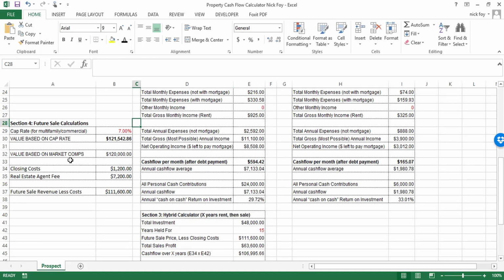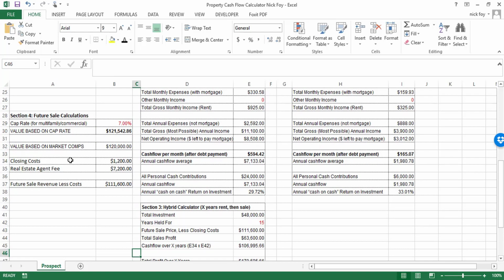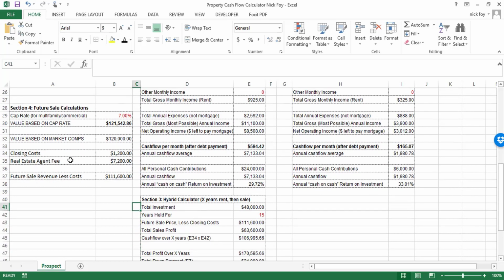All right, Section 4 and Section 3, these go together. So this is going to help you figure out what the future value of your property could be and what your returns and profits will be. So if you're doing an apartment building, you're going to want to use the cap rate here. You're going to have to find out what the cap rate is for your city. And if you're using a single family home, you're going to value it based on market comps. So in our case, our market comps were $120,000, since that's what we sold it for. That's kind of the range we were thinking we could get for it.